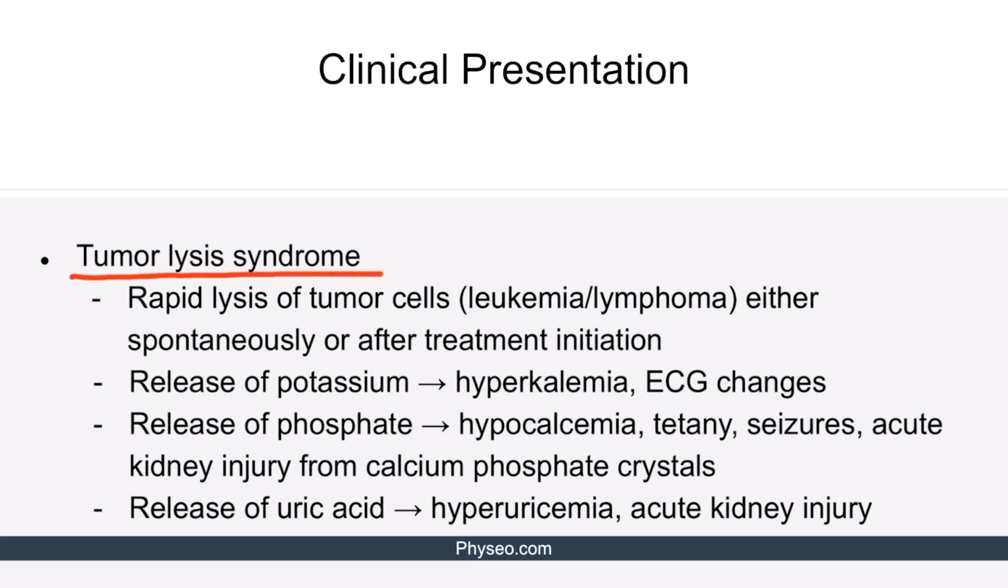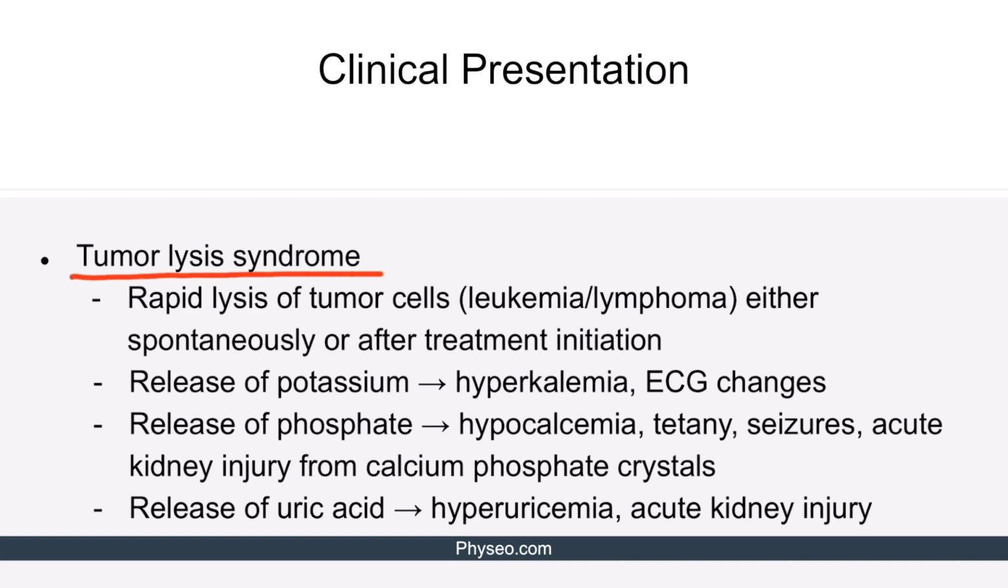Starting slide 20. All right, now let's discuss tumor lysis syndrome in more detail. This is due to the rapid lysis of the leukemia or lymphoma cells either spontaneously or after treatment initiation. Cellular breakdown releases several substances into the bloodstream. The release of potassium results in hyperkalemia and ECG changes. Phosphate release causes sequestration of serum calcium, resulting in hypocalcemia. And hypocalcemia itself can cause tetany and seizures.